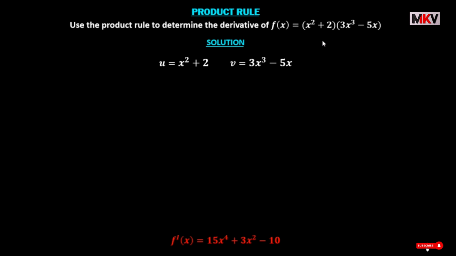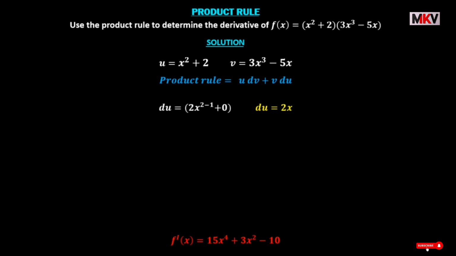So our first bracket will be u, which is x squared plus 2. The second bracket will be v, which is 3x cubed minus 5x. So we've gotten our parts from the expression. Now we know the equation for the product rule, u dv plus v du. So we find the dv, then we find the du.